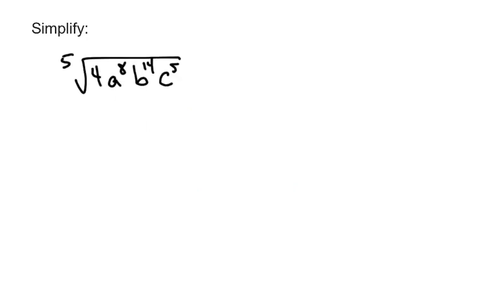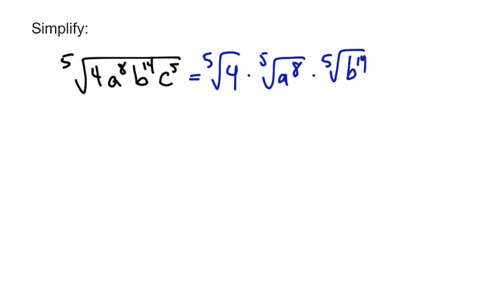So let's do it with a big ugly one. First, break up each factor. And we'll have not the cubed root, but the fifth root of 4 times the fifth root of a to the eighth times the fifth root of b to the 14 times the fifth root of c to the fifth. Right. The fifth root of 4, that's not going to simplify at all. So I'm just going to leave that there.